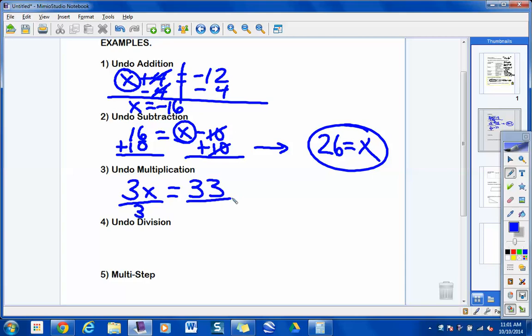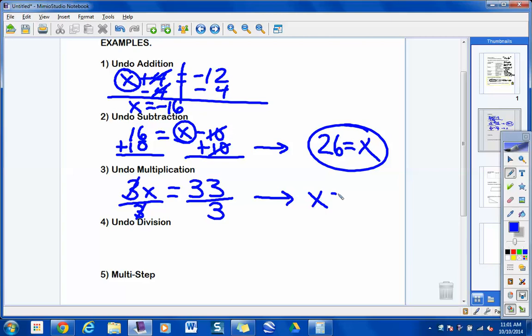You got to do it to both sides. Guys, a 3 over 3, what's 3 divided by 3 really equal? 1. So that's really 1x on the left, isn't it? Which I can just express as 1x like this. So in essence, the 3s in division really do what to each other? What's the word I'm looking for? Cancel each other. Good.